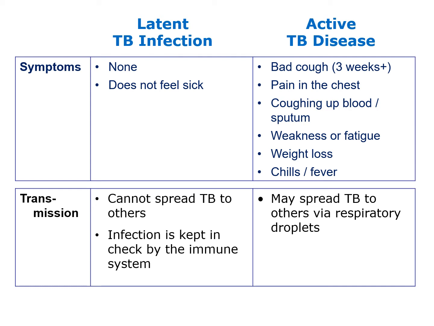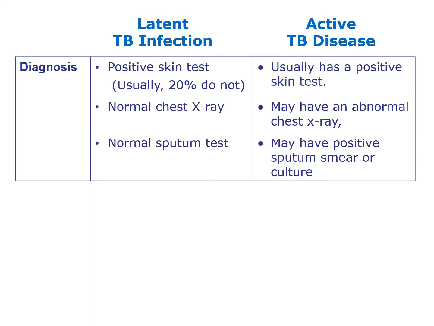The infection is going to be kept in check by the immune system. It can't destroy it completely, and you can have this latent infection for years or decades, but your immune system is keeping it in check. But once you develop the active TB disease, then the bacteria is going to be found in the respiratory droplets that you're coughing out.